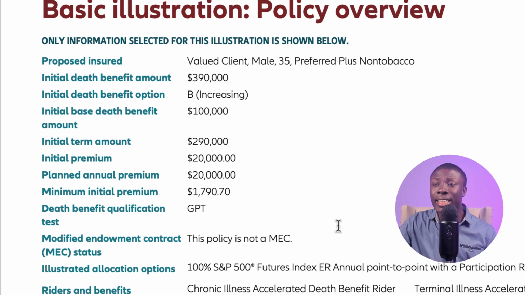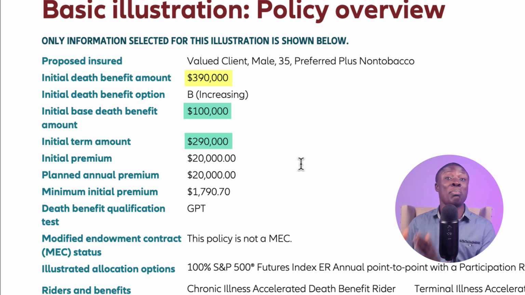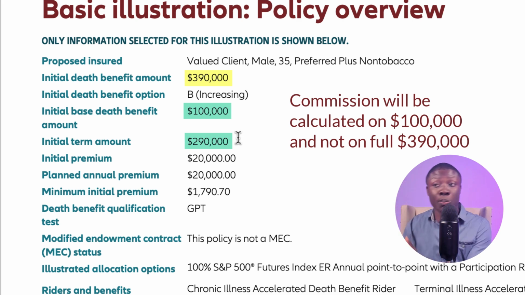But one thing to note from here is that the initial death benefit is $390,000. We are allocating $100,000 to the base insurance and $290,000 as blended term insurance. Now, if you have been following this channel, you've heard me mention this a lot of times. That is the secret to IUL design, because the commission paid will be based only on the base insurance, which is $100,000 in this case. There is no commission paid on the blended term insurance, the $290,000. So this helps to reduce the expenses in this product.